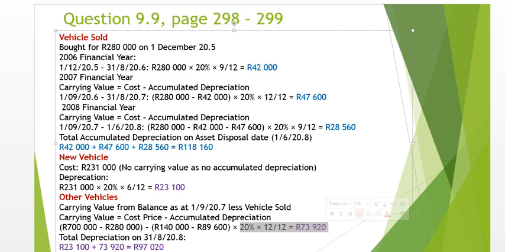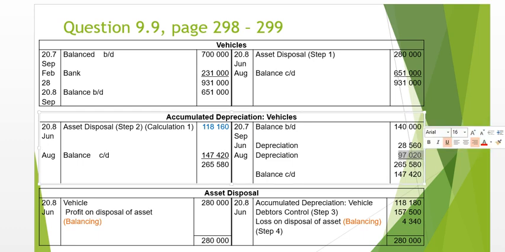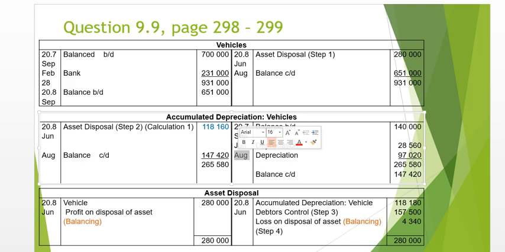So our total depreciation as per the 31st of August 2008 will then be the 23,100 on the new vehicles and the 73,920 on the older vehicles. So in total, 97,020 Rand. So that we need to then record on the 31st of August 2008, depreciation 97,020 Rand.